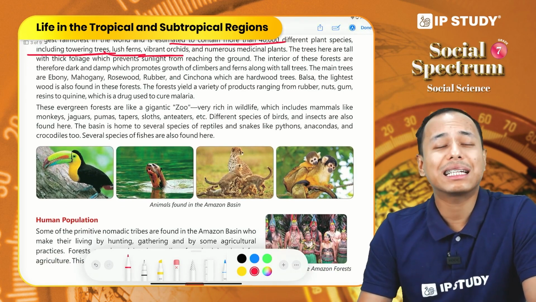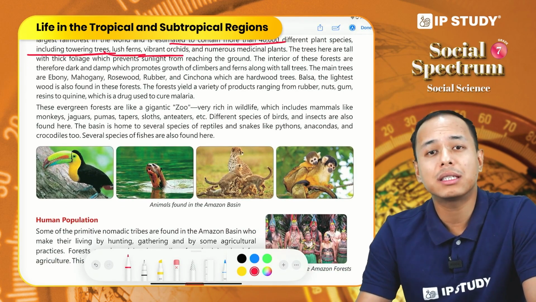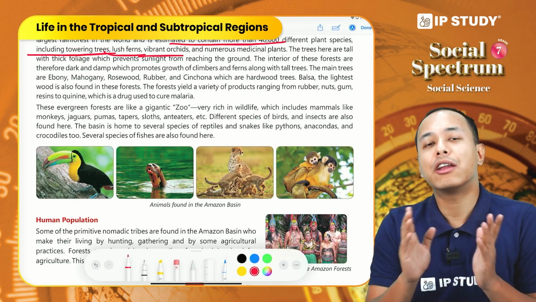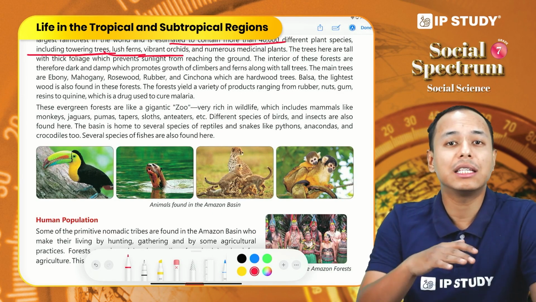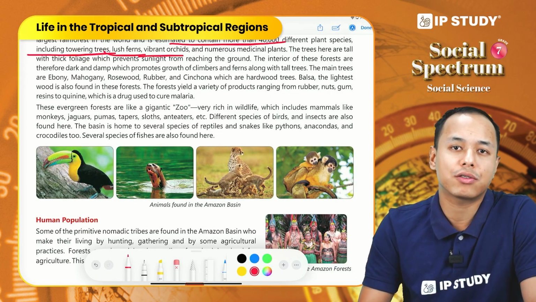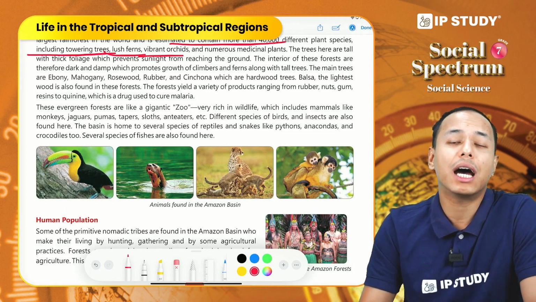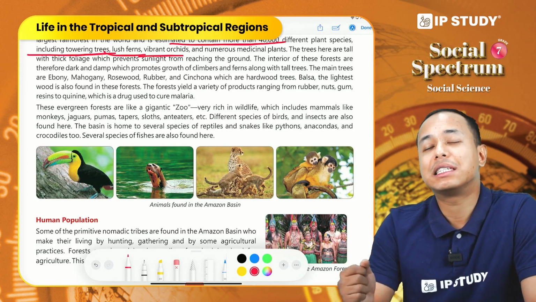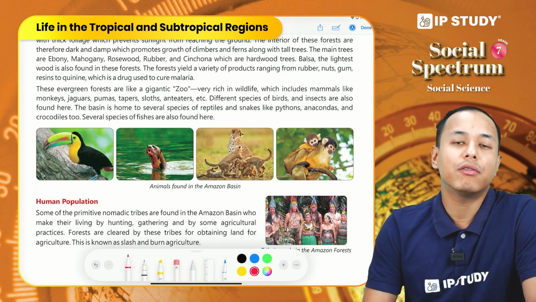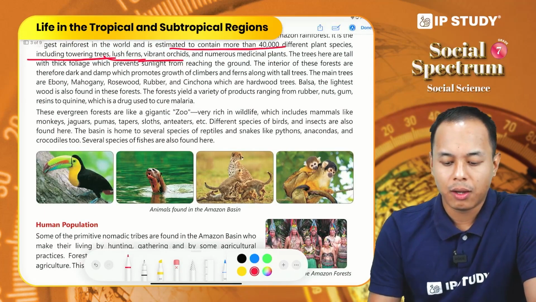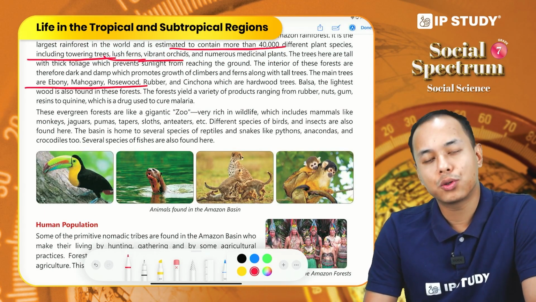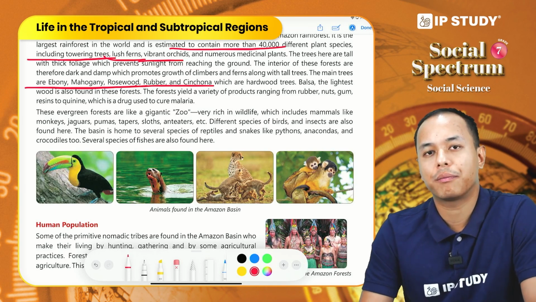When we talk about the characteristics of the trees, as I already mentioned, the trees are very huge and very dense, and the canopy or the cover of the tree is very dense. It is so dense that the sunlight cannot reach the forest floor. So the forest floor is mostly dark and damp, which facilitates the growth of many climbers and shrubs on the forest floor. The main trees of this rainforest are ebony, mahogany, rosewood, rubber and cinchona.